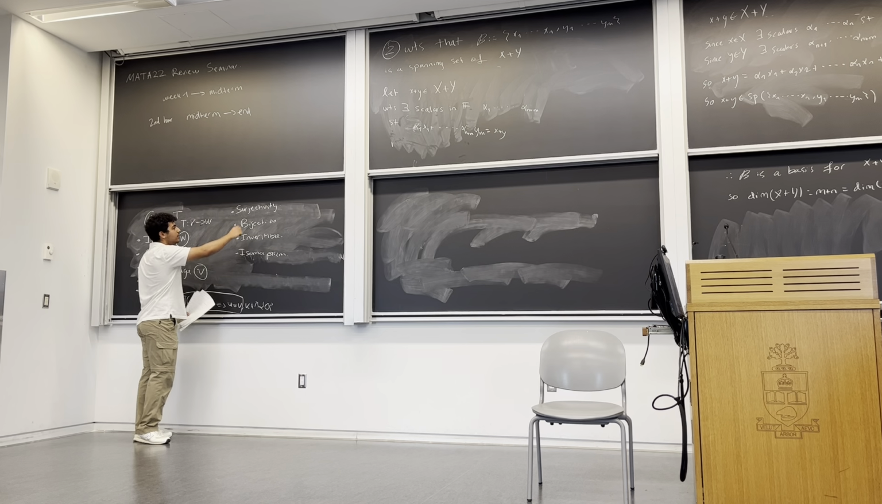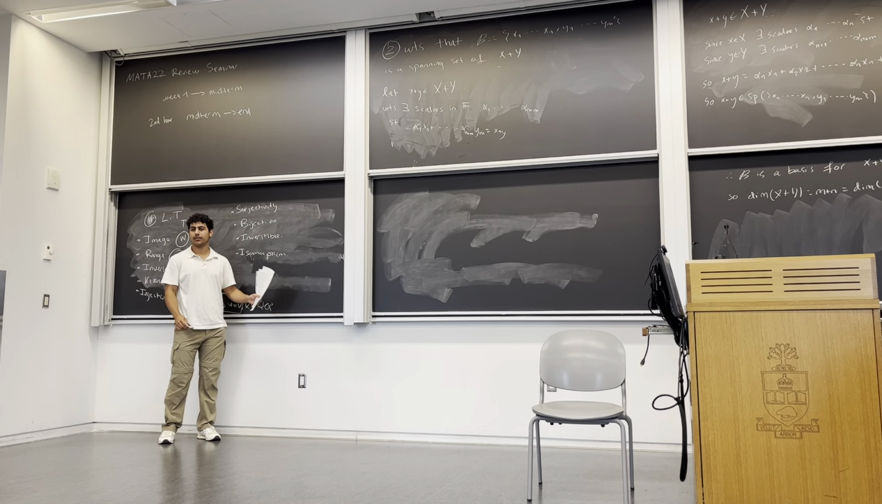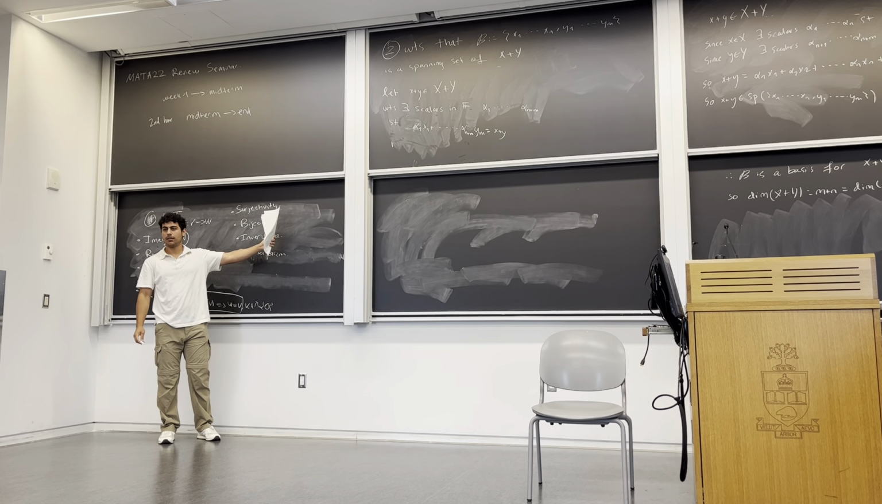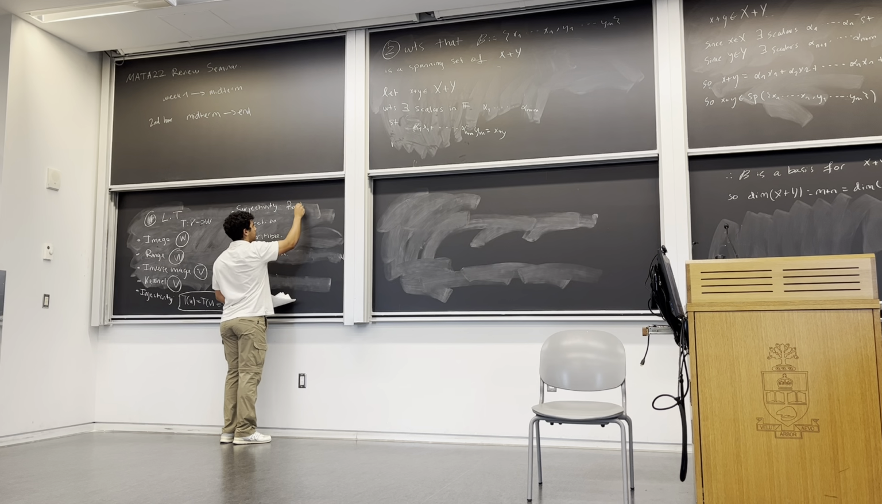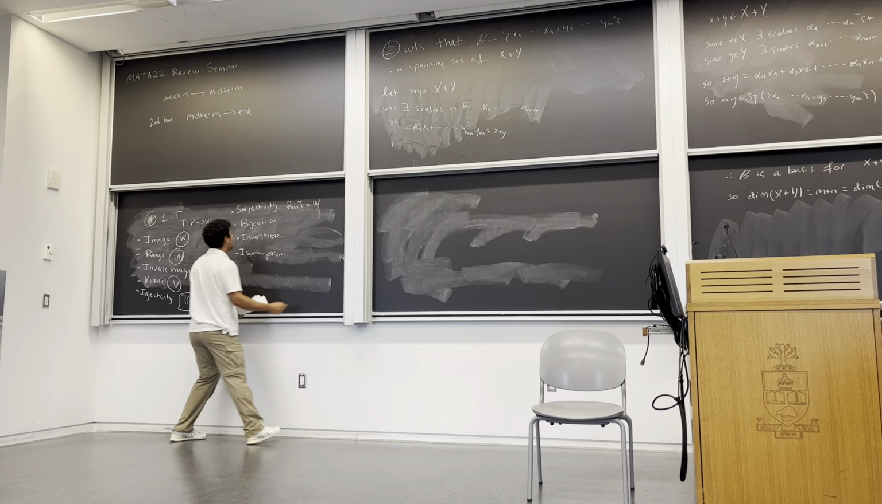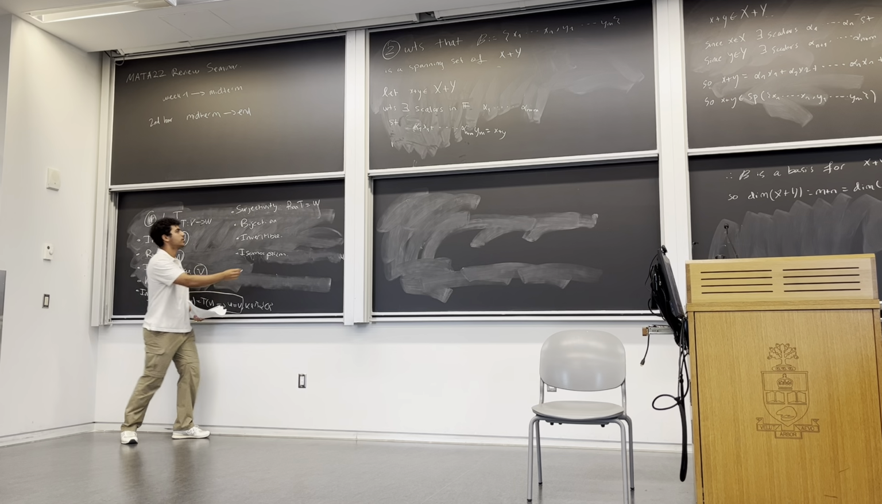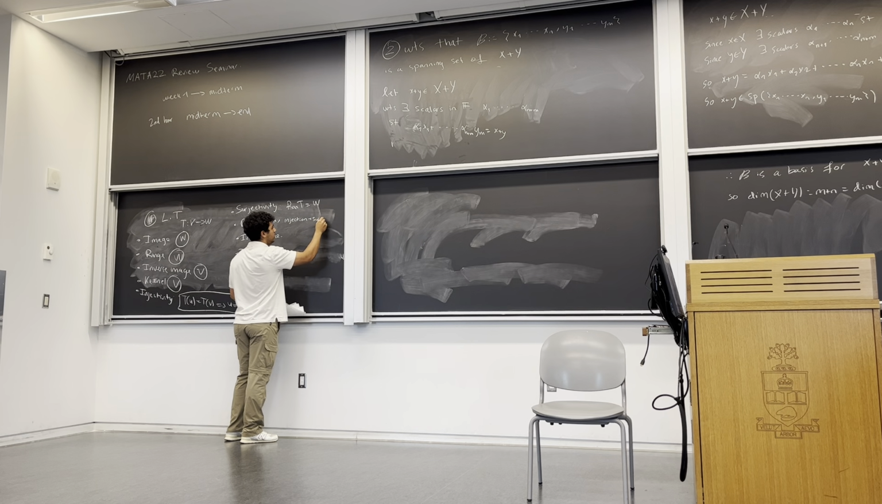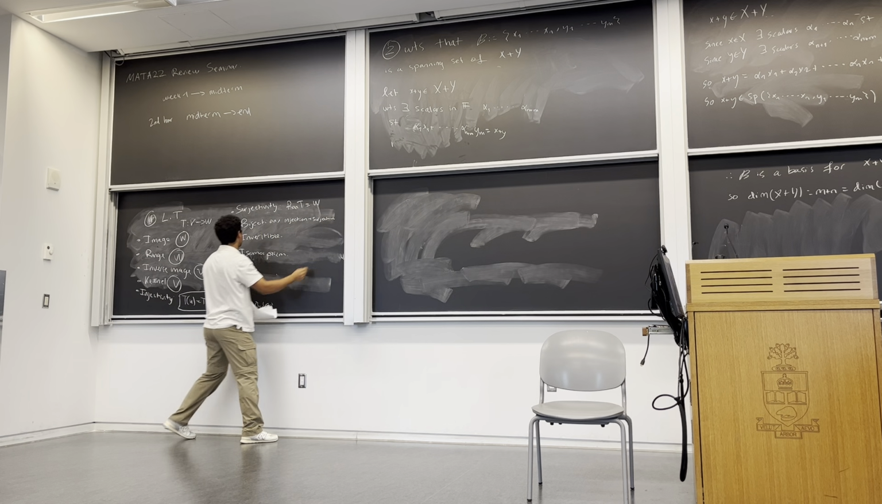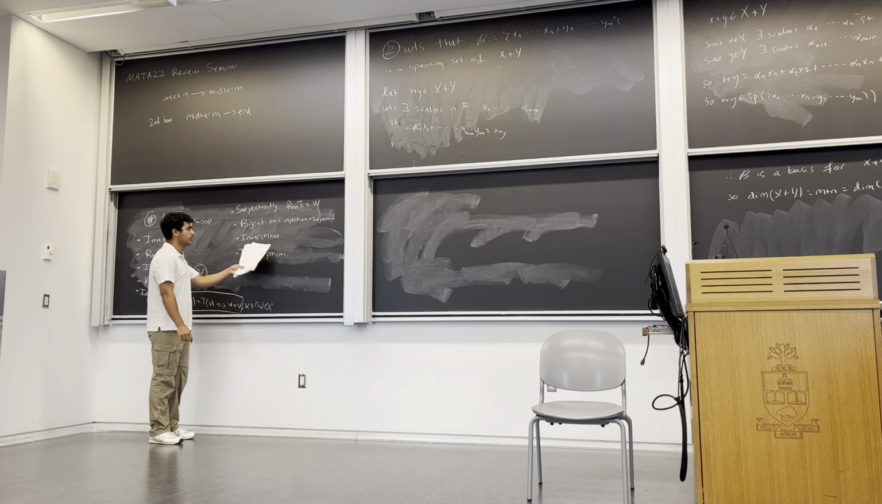Okay, surjectivity. The range equals the codomain. How can I characterize surjectivity? The range is the whole codomain. Bijection is injection plus surjection. Invertible follows from bijection.